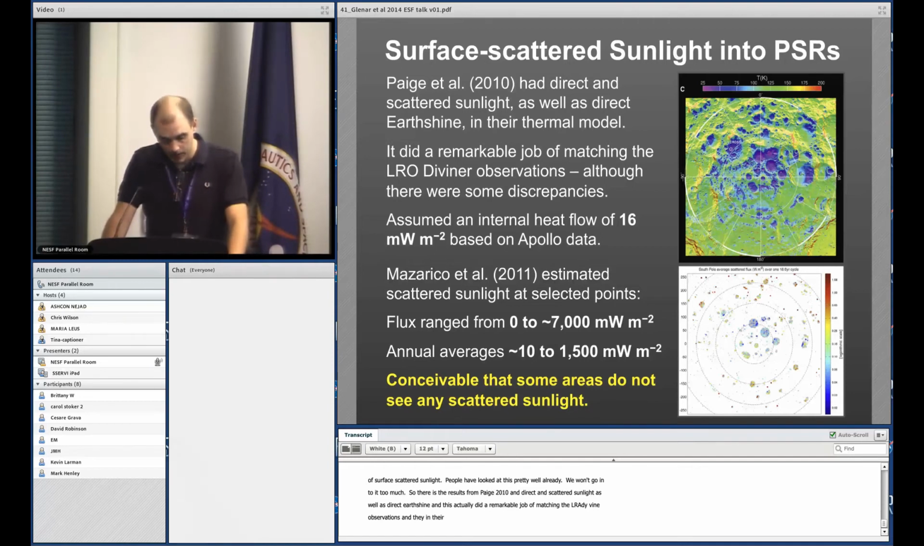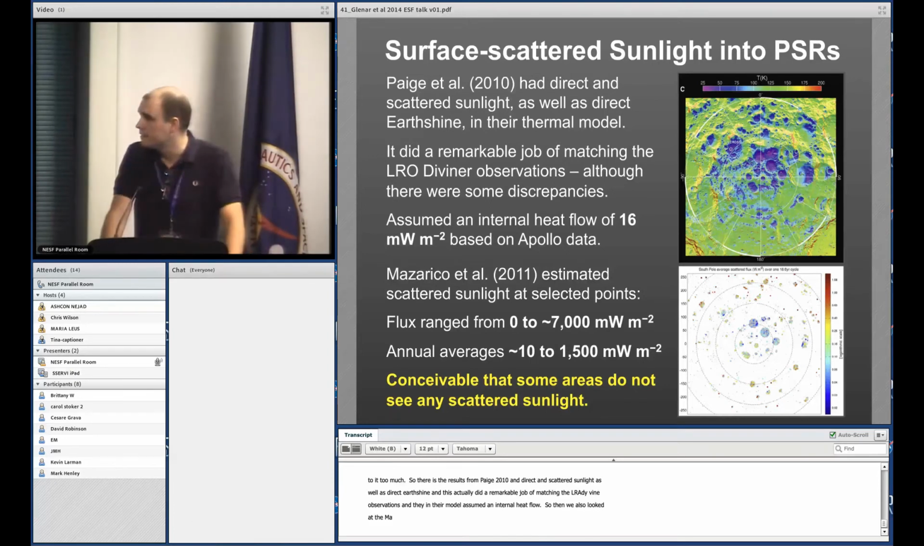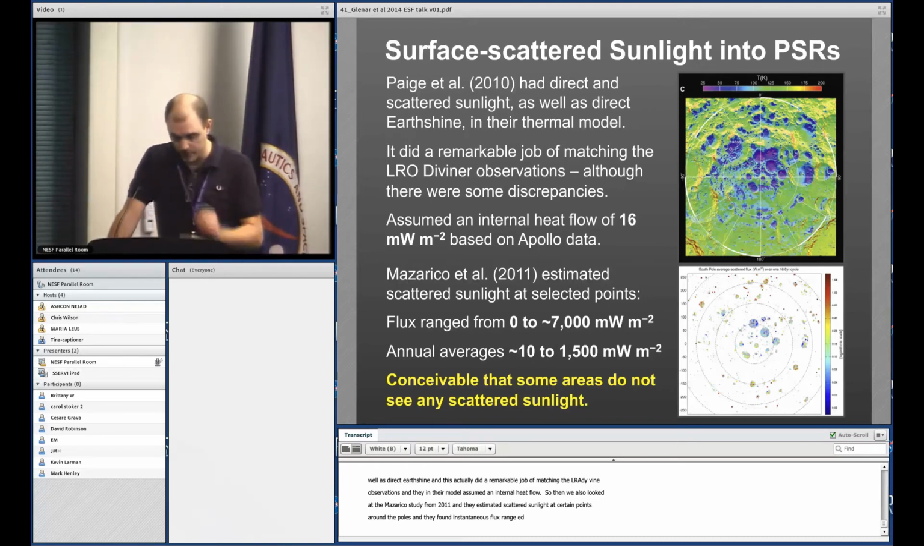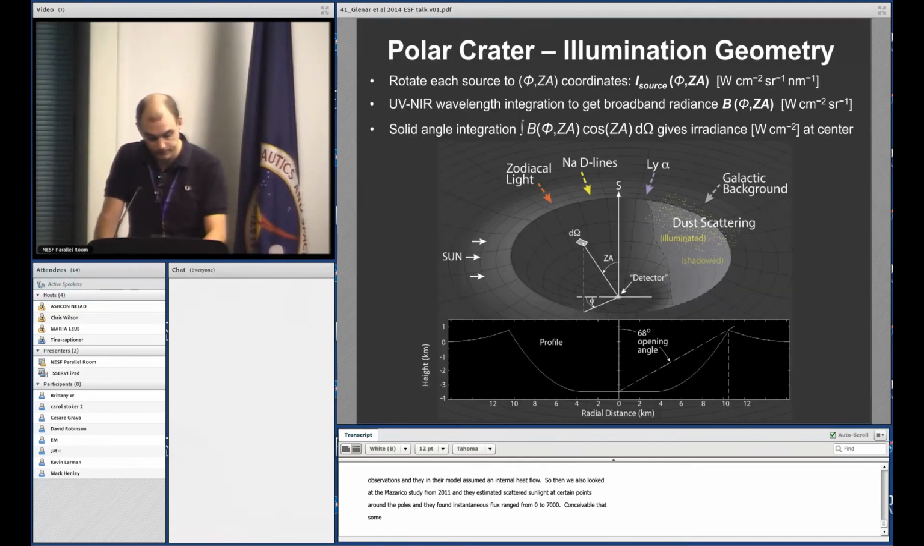Apollo data. So then we also looked at the Mazarico study from 2011, and they estimated scattered sunlight at selected points around the poles, and they found the instantaneous fluxes ranged from 0 to 7,000 milliwatts per meter squared, and annual averages range from 10 to 1,500 milliwatts per meter squared. So it's conceivable that some regions don't see any scattered sunlight at all, so they can get very, very cold.